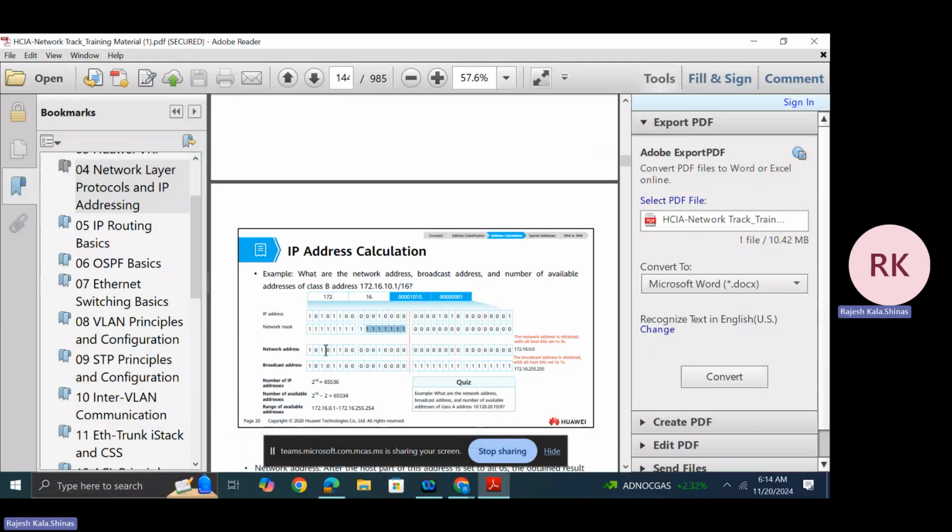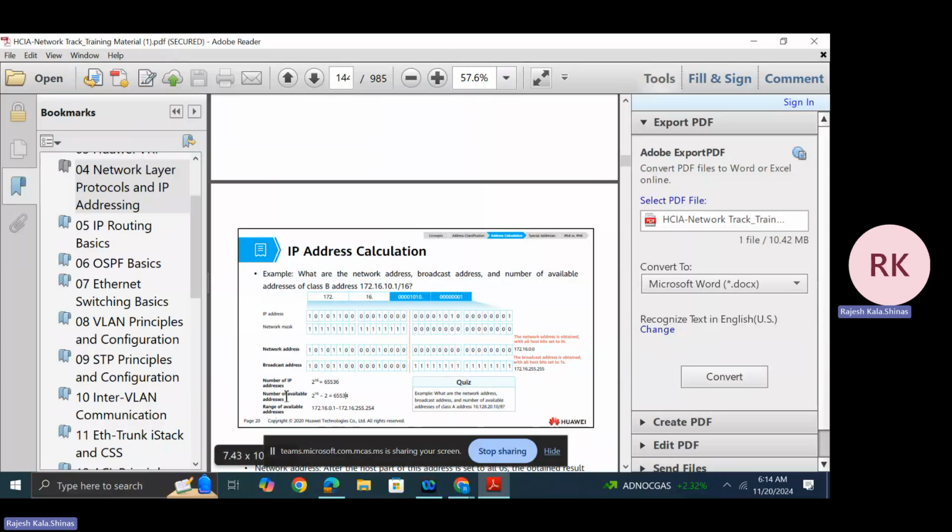What we need to find is the network address. I told you all the host bits will be 0, so I make these two parts 0.0. The network address will be 172.16.0.0. For broadcast, all the host bits are 1, so these two parts will be 255.255. So the broadcast will be 172.16.255.255. Number of IP addresses equals 2 power the number of host bits. Host bits are 16, that's why 2 raised to 16.